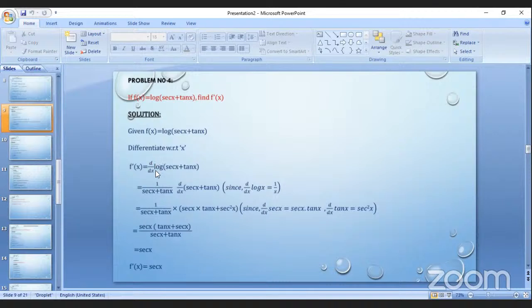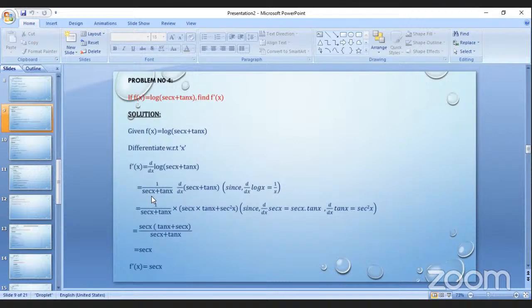D by dx of log of secant x plus tan x is in the form of log x, with secant x plus tan x treated as x. So d by dx of log x is 1 by x. In the place of x, we write secant x plus tan x. And again, differentiate the function secant x plus tan x, that is d by dx of secant x plus tan x.